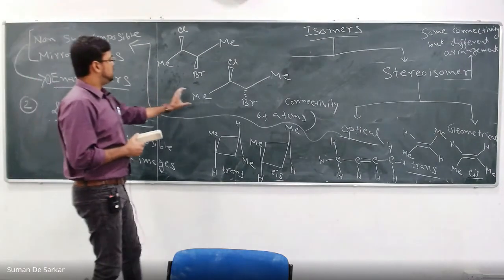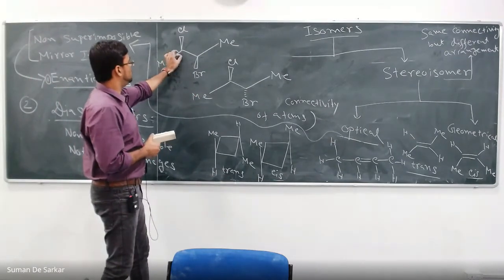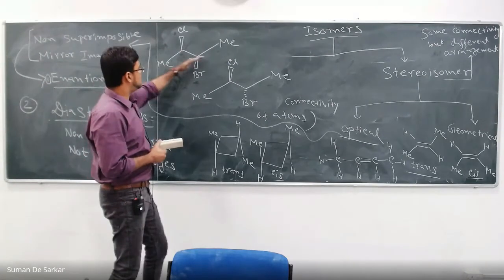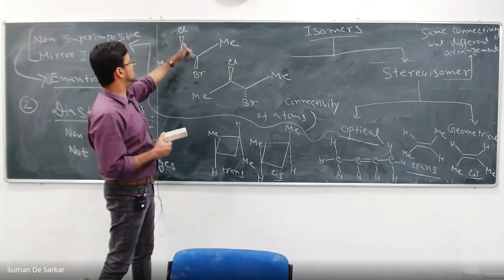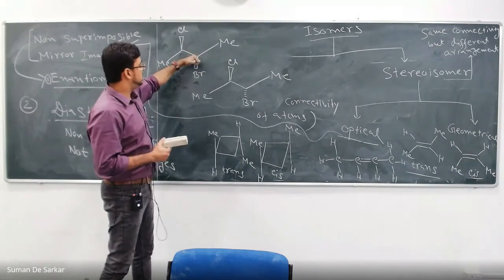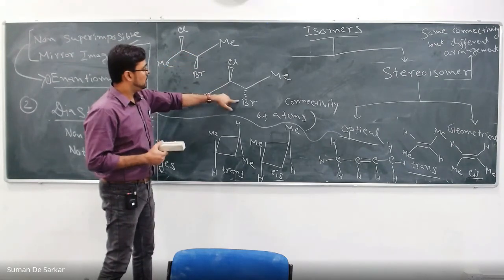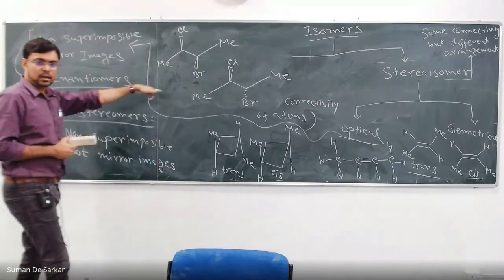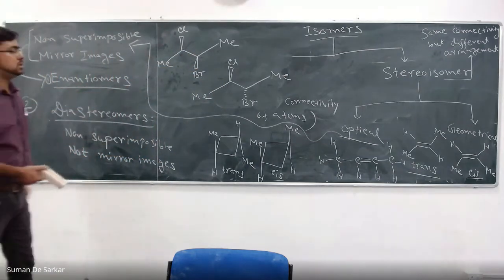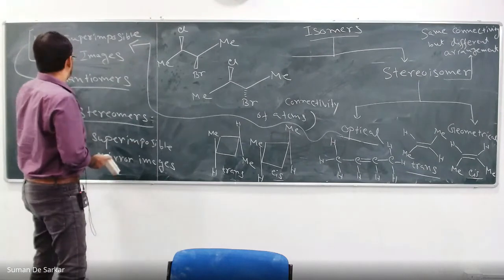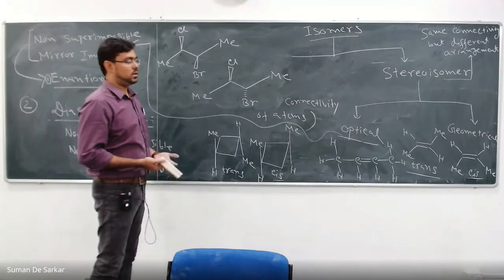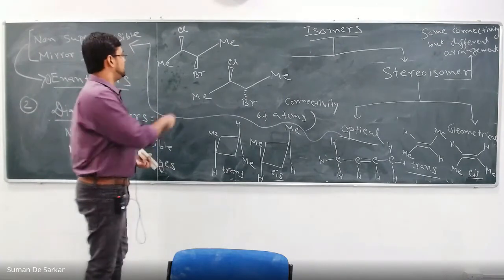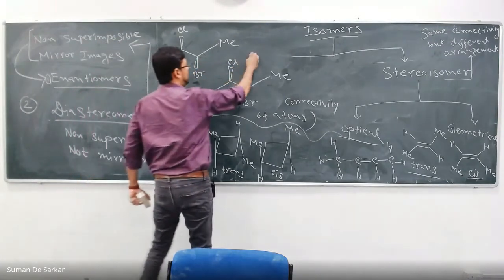Just think about it. You take this molecule and try to superimpose it on this one. So this carbon chain, which is on the plane, will match, and this chlorine will also match, but the bromine will not match, because in one case the bromine is above the plane, and in the other case the bromine is below the plane. So these two are non-superimposable, of course. And believe me, these two are not mirror images either. Rather, the mirror image of this will be this one.